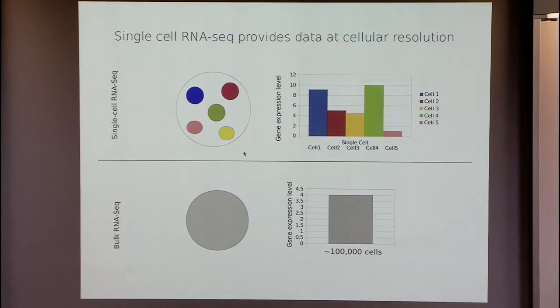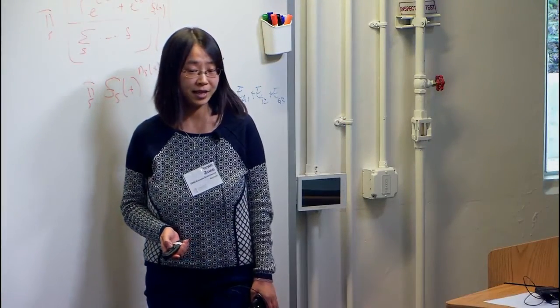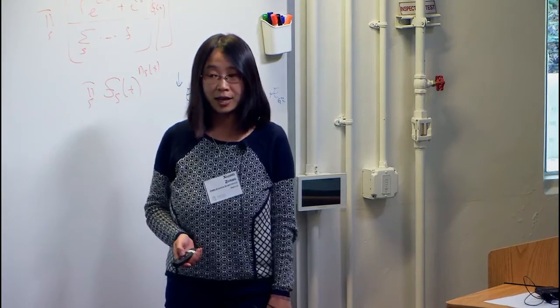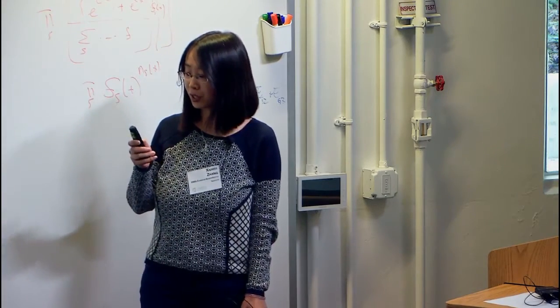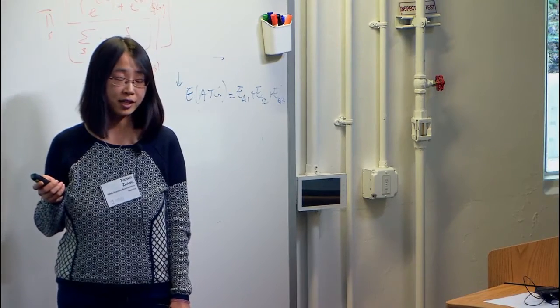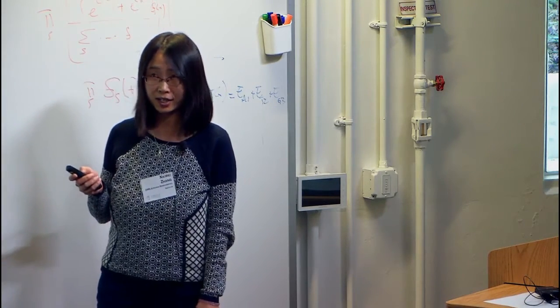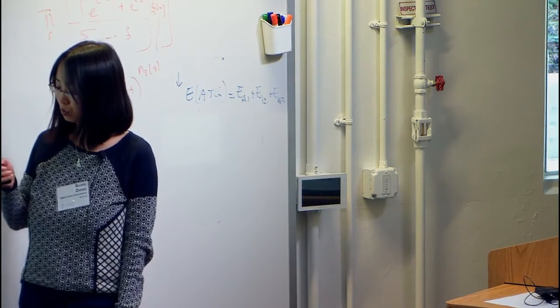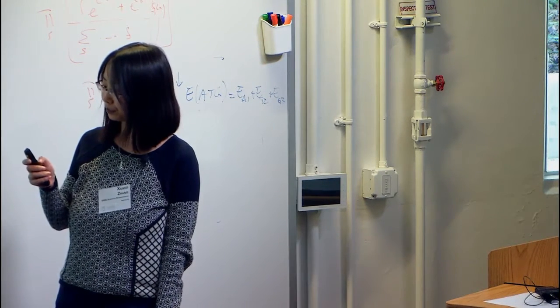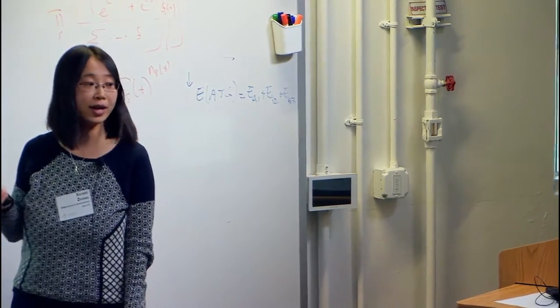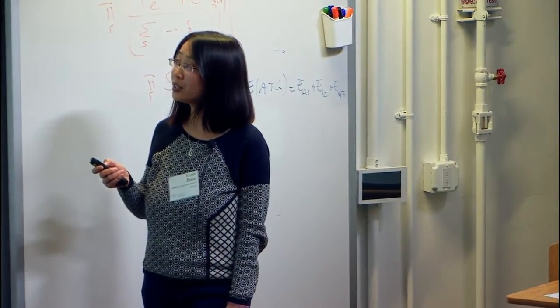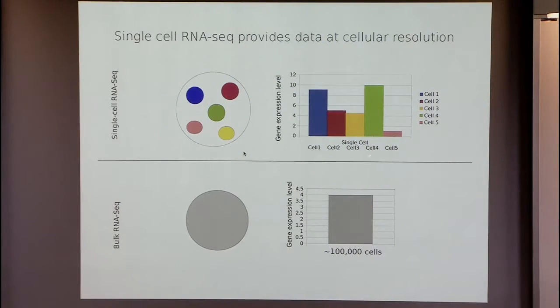Sequencing transcriptomes of single cells is getting more and more recognized, mainly because it provides data at the cellular resolution. First, it shows the heterogeneity in gene expression levels for a particular gene in different cells. Say in this toy example, I have 5 cells, and for this particular gene, we can see that it's expressed at very different levels in these 5 cells. However, if we do bulk sequencing, we can only see the average expression level for this gene in these cells.